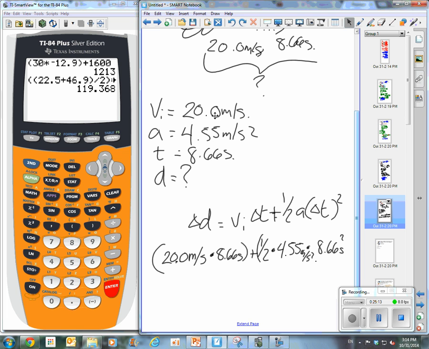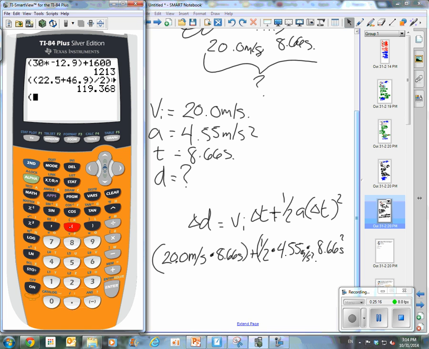Okay, so putting this in my calculator, I've got two main areas. So I've got the first one of 20 times 8.66. Then I need to add to that a half. A half is represented by 0.5, rather than doing 1 divided by 2. So a half, or 0.5, times the acceleration of 4.55 meters per second squared, multiplied by 8.66, and then I can just square that number by pressing the squared button. And bracket, press enter.